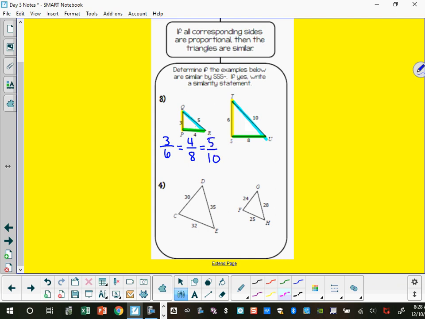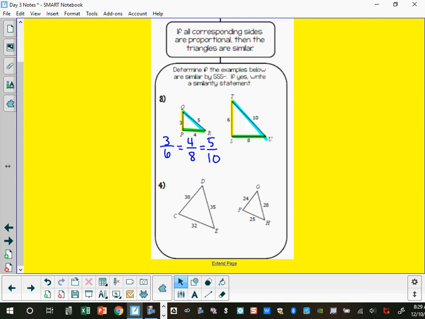I just went from the small triangle to the big one. Notice that when you do this, you have to stay consistent. I can't do 3 over 6 and then 8 over 4. That doesn't make sense. I'm starting with my small triangle, so everything on the top of the proportion is from the small triangle. So let's reduce all of these.